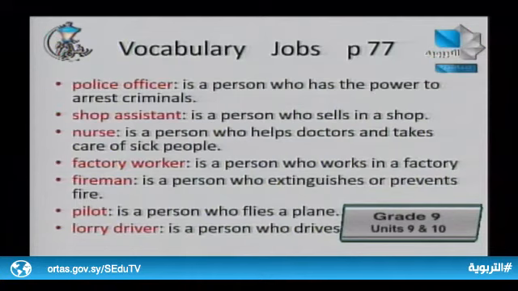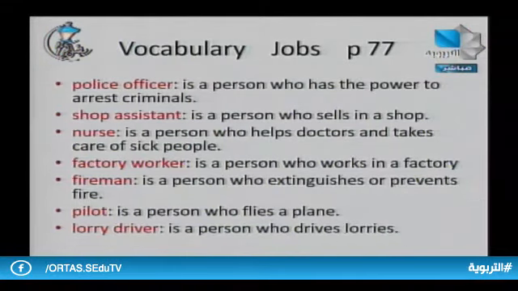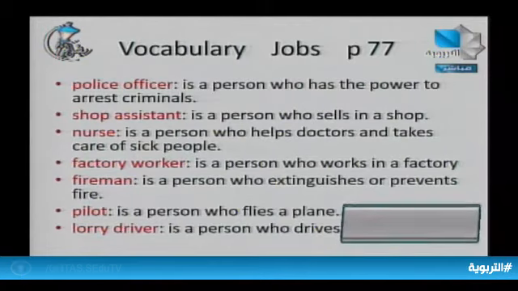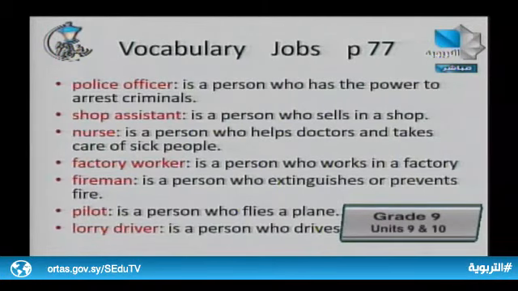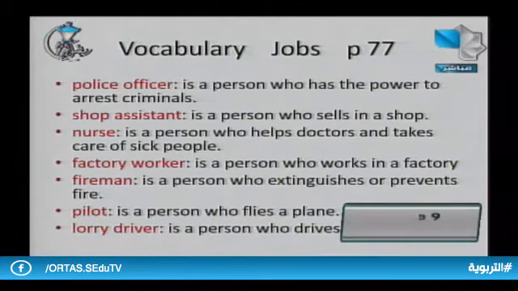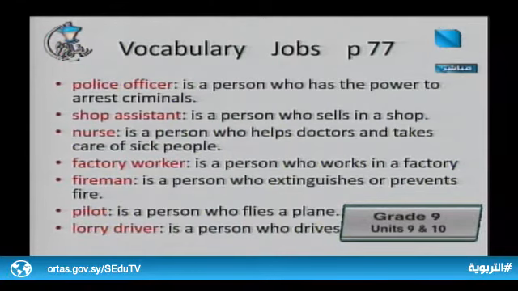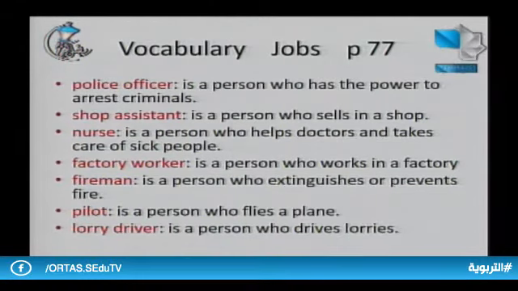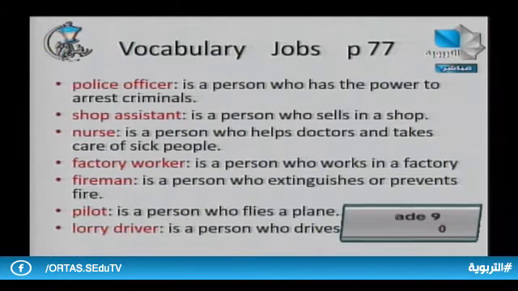Shop assistant is a person who sells in a shop. When you want to buy something in a supermarket, for example, the man who sells these things or gives these things to you is the shop assistant. The third job is nurse. A nurse is a person who helps doctors and takes care of sick people. Takes care, dear students, means looks after sick or ill people. And a nurse can be a man or a woman, of course.